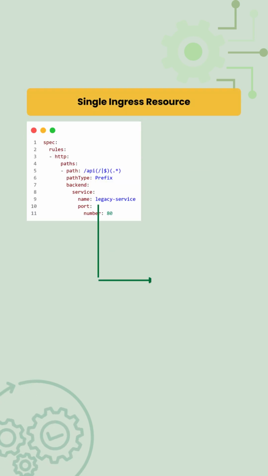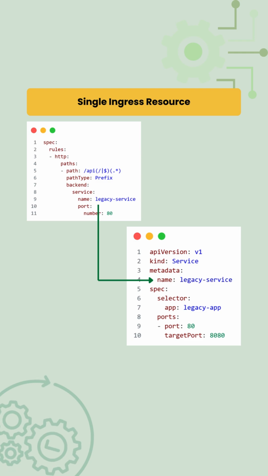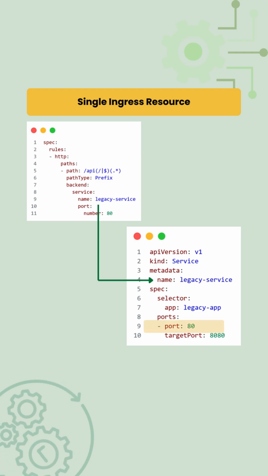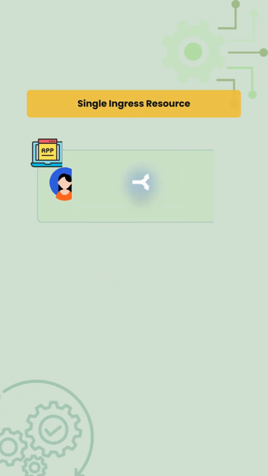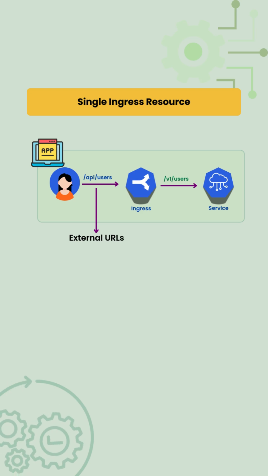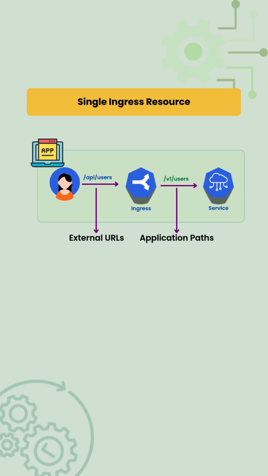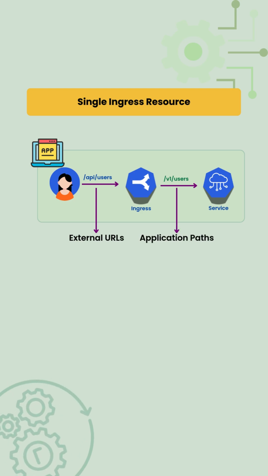After rewriting, the request is forwarded to the legacy service on port 80 using the backend service section. This approach allows external URLs and internal application paths to remain different without changing the application code.